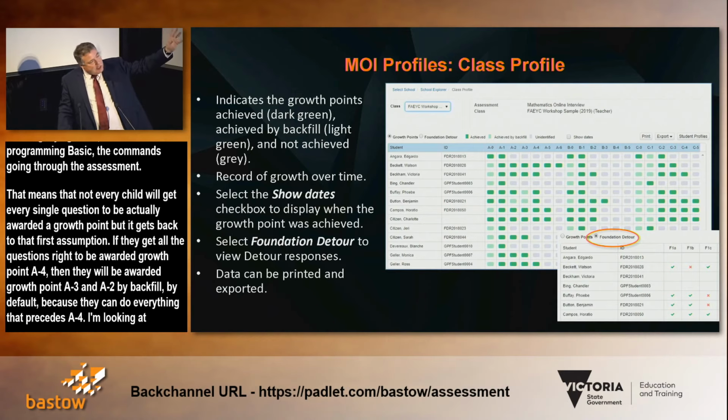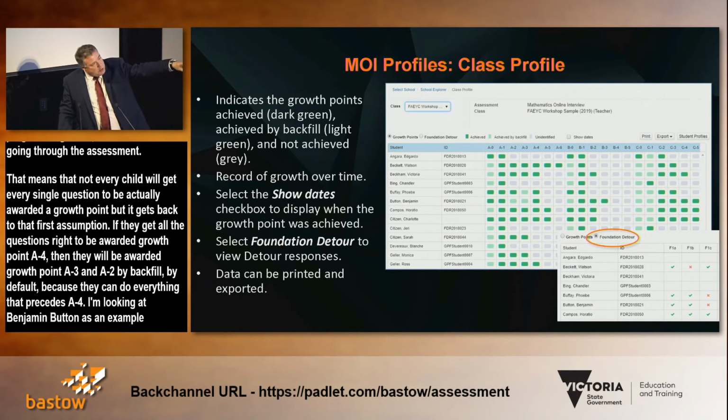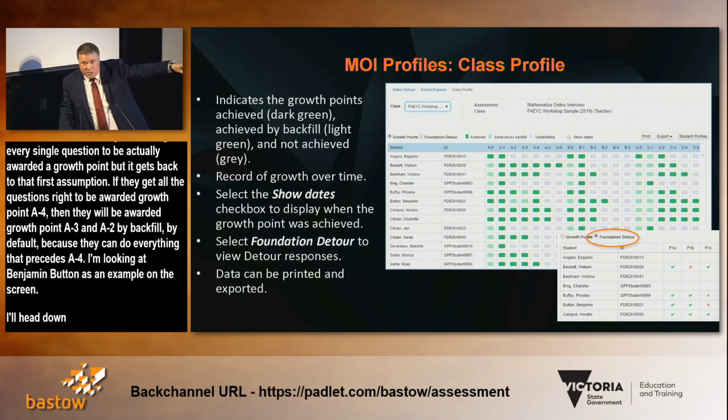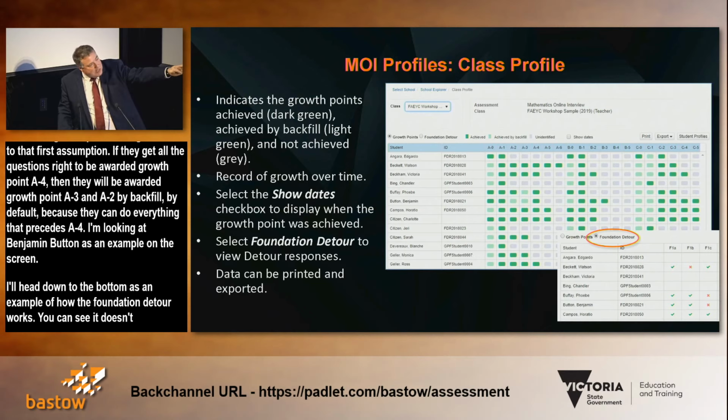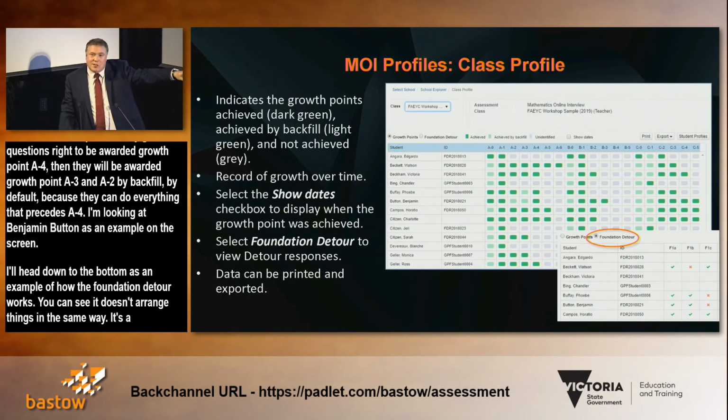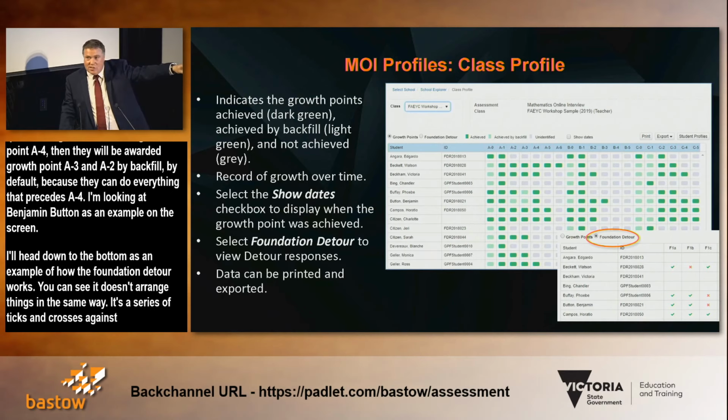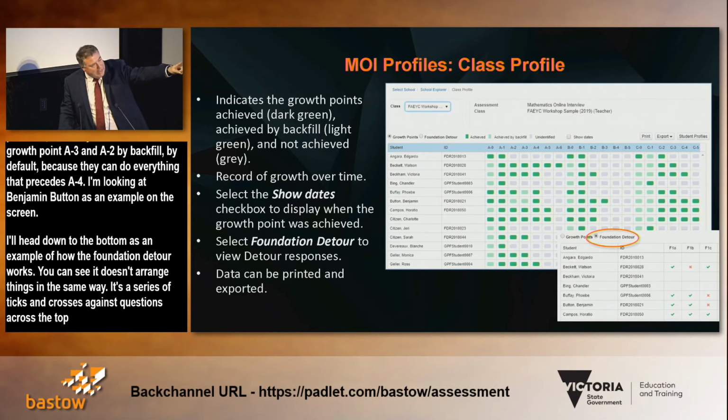And I'll head down the bottom to just show an example of how the Foundation Detour report works. You can see that it doesn't arrange things in the same way. It's a series of ticks and crosses against questions across the top, F1A, F1B, and so forth. So that's what I was talking about before. It reports in a slightly different way.